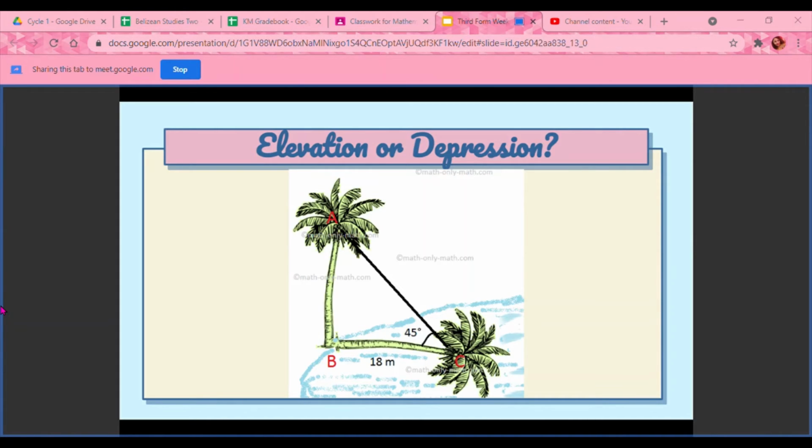Where is the angle, or what is the angle? Who can tell me what the angle is in this question? The 45. Very good. Is the 45 an angle of elevation or depression? Is it going up or is it going down? It's going up. Very good. So I have an angle of elevation. Elevation, guys. The line is going up.